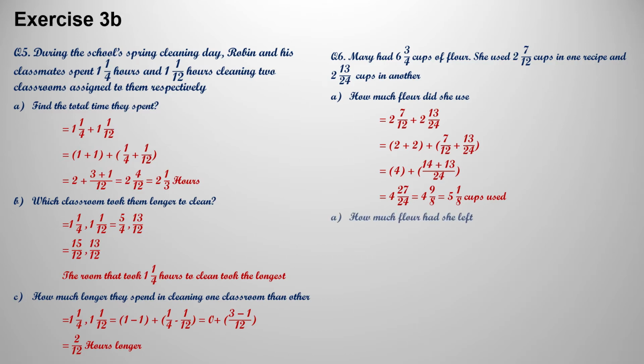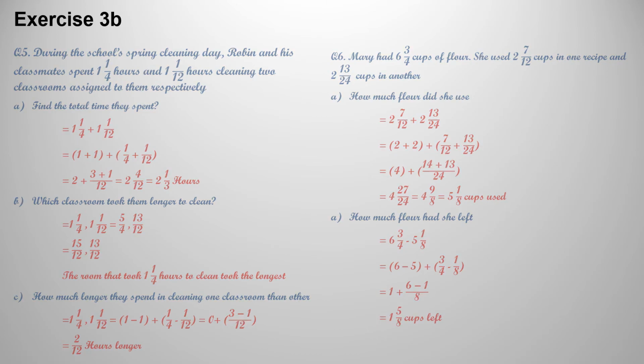Part B is how much flour had she left? So she started with 6 whole 3 by 4 minus 5 whole 1 by 8, that is the answer to part A. We solve them up and the answer to that is 1 whole 5 by 8 cups left.